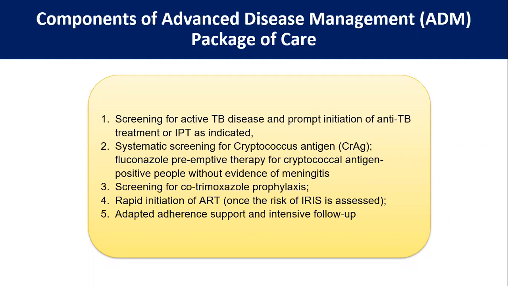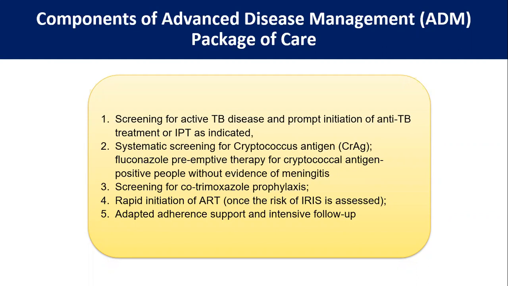So here, what happens is this cryptococcal antigen is not included in our national program as of now. So we can start primary prophylaxis if the person has a CD4 count of less than 100 or is very sick. We can start cryptococcal prevention with fluconazole 100 milligram once a day.